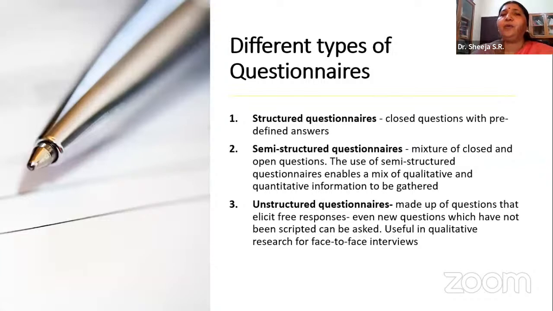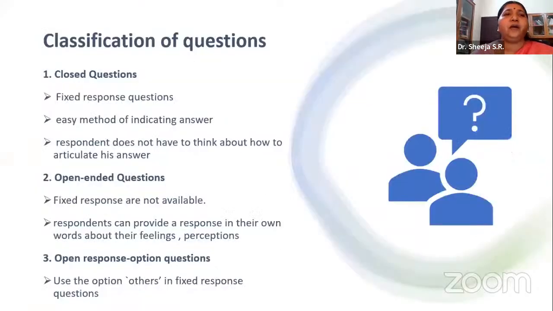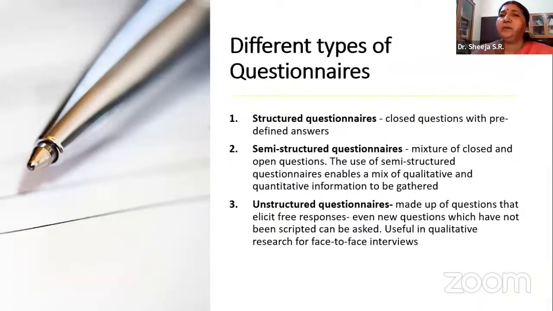Then on the basis of the type of questions, we can classify questionnaires into different types. Structured questionnaire: a perfectly structured questionnaire will have closed questions alone. So predefined answers will be there, all options will be there. The only thing that the respondent has to do is to select the correct answer.